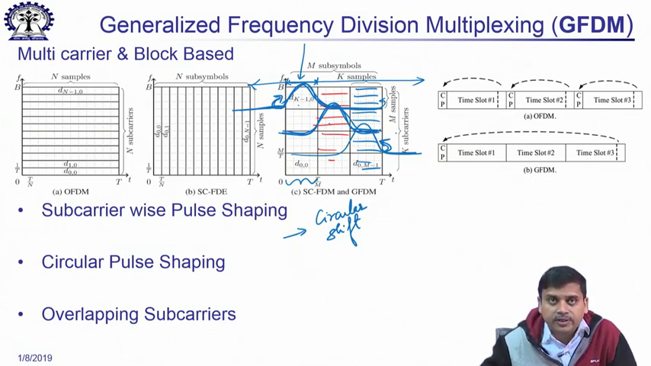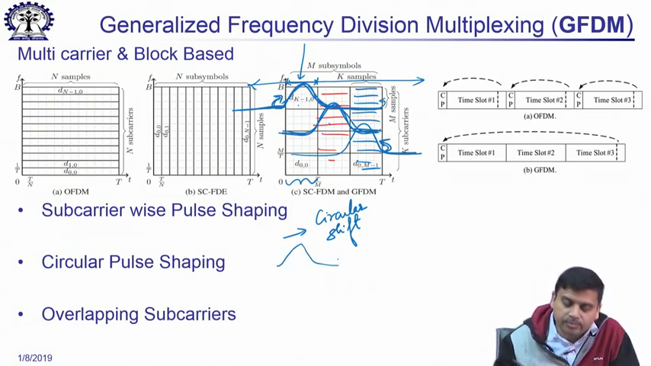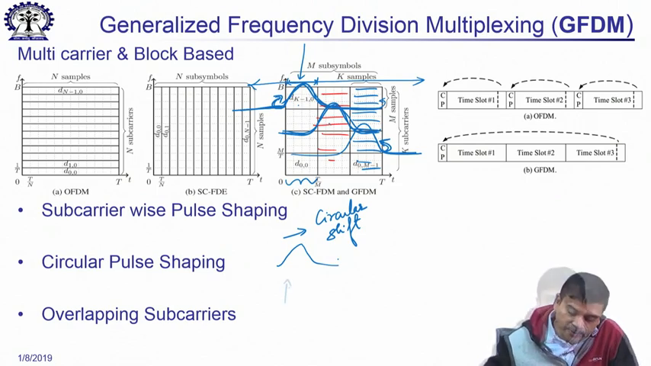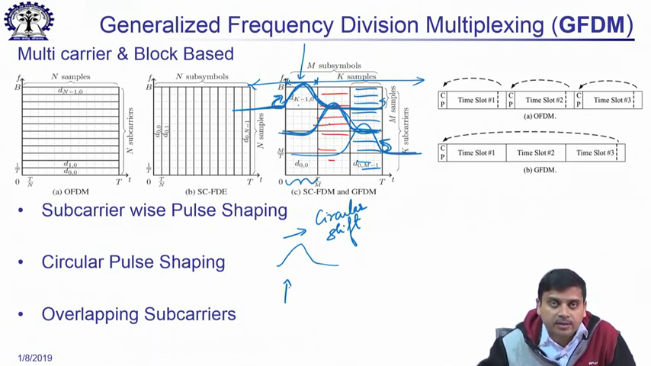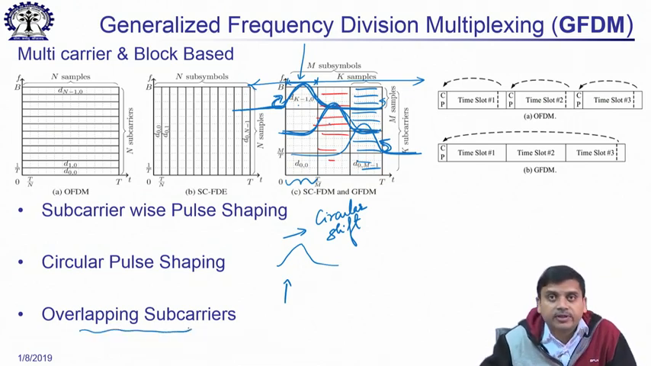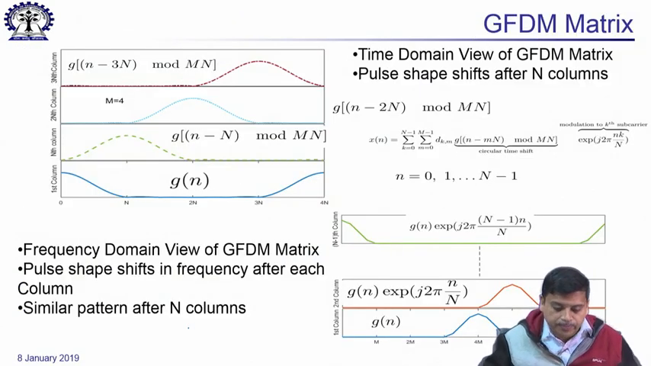And the flip side of it is that because you are wrapping it around, you are not able to get a smooth start at the beginning. If you have an abrupt start, then it is obviously going to give you high spectral leakage. The other thing is that it has overlapping subcarriers like we had seen in others, so spectral efficiency is high. So, that is not much of a problem. Let us look deeper into the thing.